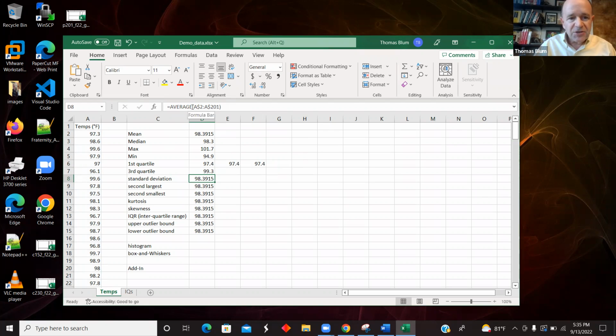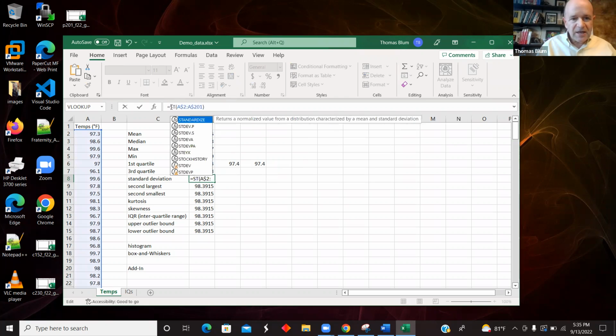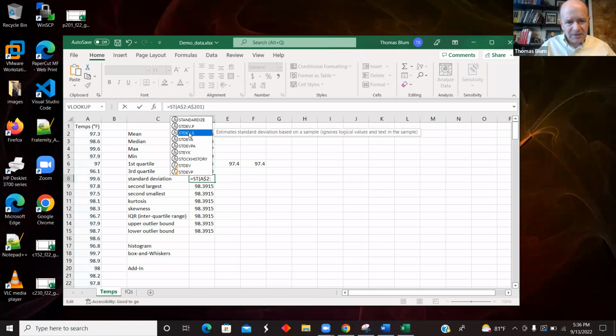Next, I want the standard deviation. So that's the STDEV. And then again, there are two of them. There's a population and a sample. If this were all the possible temperatures there would be, if I know that this is all the data there is, then I can choose the population. Or if I think it is a sample of the possible values, then I use the sample. So I'll say it's a sample.